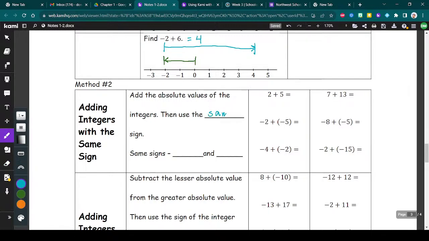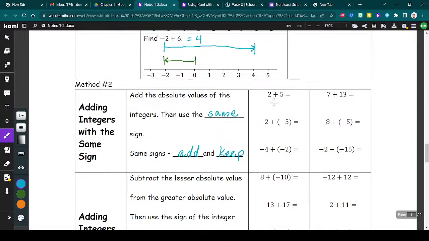So we can add the same sign. And so what we do is we typically say same signs, add, and keep. So we just keep the same sign, because these have the same sign. So in each of these problems, this answer is going to be positive, this one will be negative, this one will be negative, this one will be positive, this will be negative, this will be negative. Because when we have the same signs, you keep the same sign.